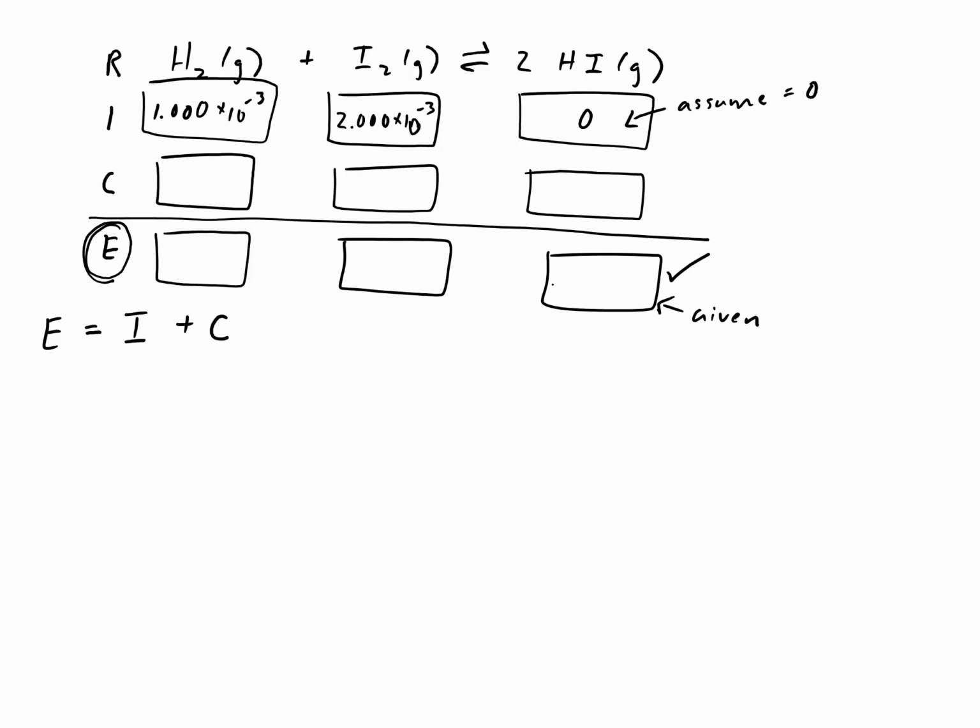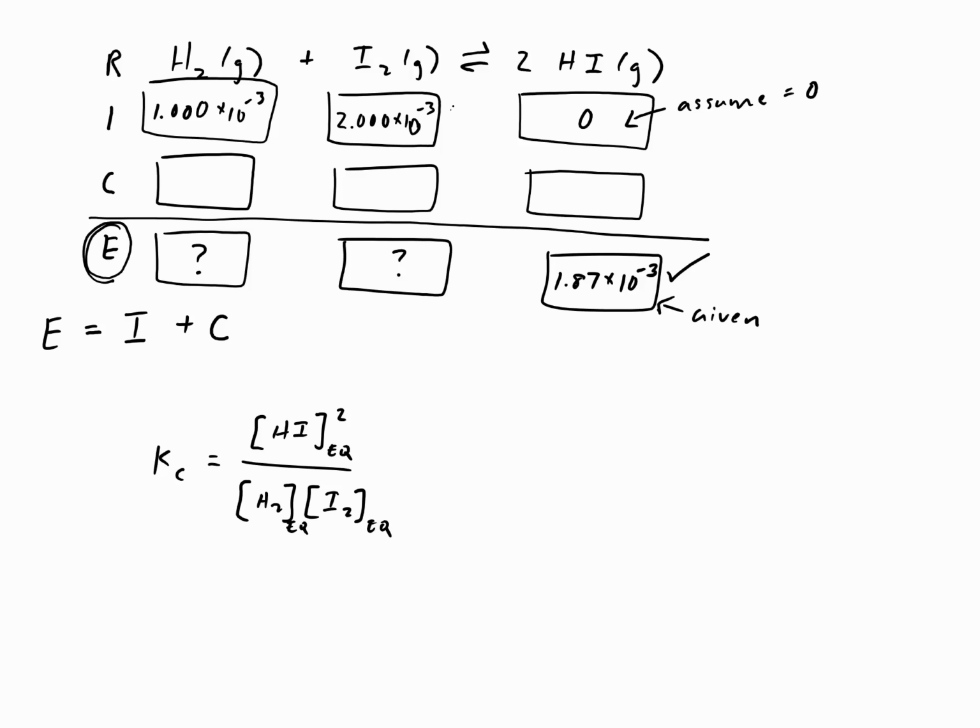This was 1.87 times 10 to the negative third. So we need to know what this is, because they're asking us to calculate Kc. So Kc is the concentration of HI squared, which we have, over the concentration of H2 times the concentration of I2 at equilibrium.